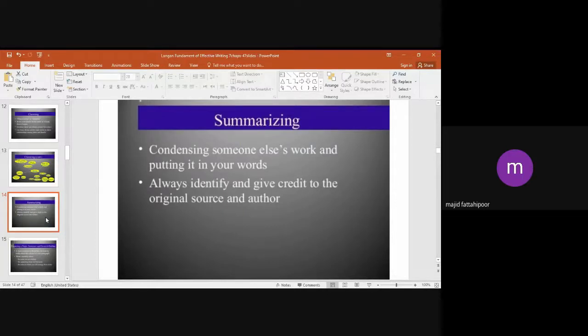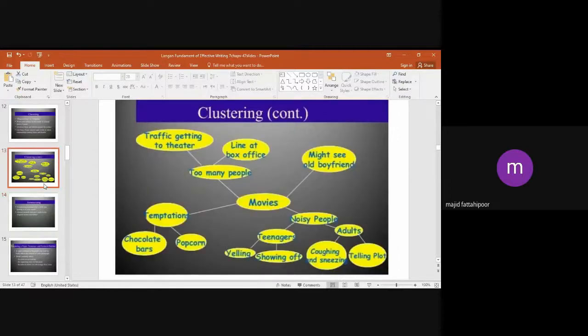So at this stage, you summarize, you condense either someone else's work, put in your own words, or identify and give credit to original sources and authors. These are called summarizing or summarize your own cluster, which are not written here. So giving someone else credit means, for example, you search in the internet and in valid websites, and see whether someone else has written about movies, and you give them credit, you give them reference.